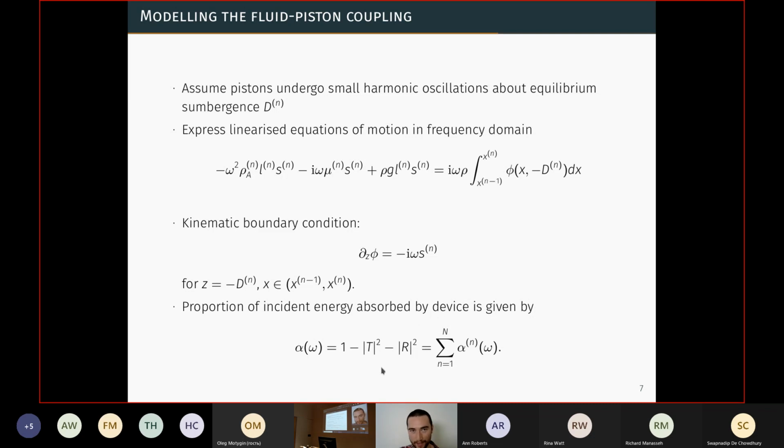And so the standard way, as I'm sure most of you have seen, is to subtract transmission and reflection from 1, and that gives you the proportion of energy that's been removed. But you can also do some calculation, and you can just view this as the decomposition of absorption by each of the pistons in your array. So that will become important in a few slides.